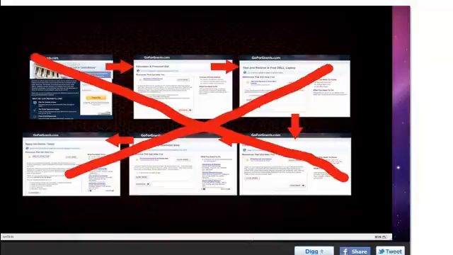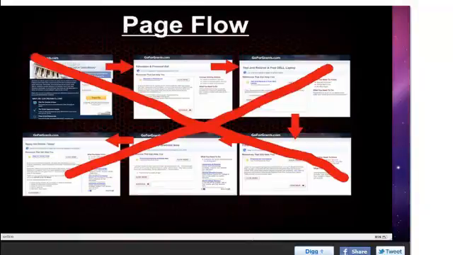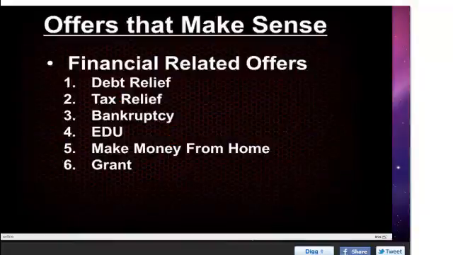So what would we do a little differently in the page flow, all right? I would suggest sticking to offers that make complete sense. Now, they did an okay job because some of them made sense with the system, but I would stick to more financial related offers. That's what we've done with our pathway. So debt relief, tax relief, bankruptcy. You can't throw in EDU, make money from home, because remember, these people need money, and then the grant offer.